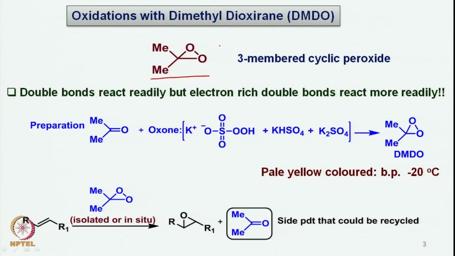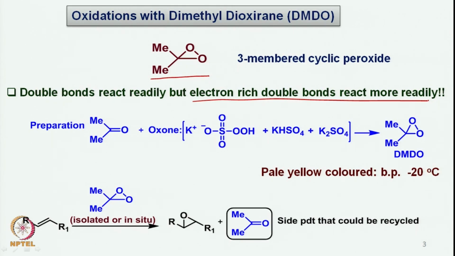3-membered ring with 2 oxygens, obviously it is a very reactive reagent, and it reacts readily with all kinds of double bonds, but obviously it would react much faster with electron rich double bonds. As we go along, we will see how the reactivity of this dimethyl dioxirane can be understood.